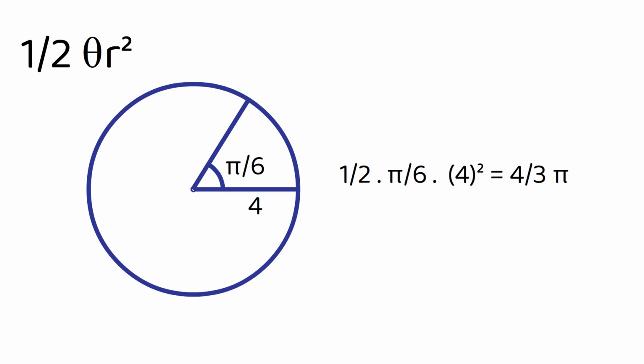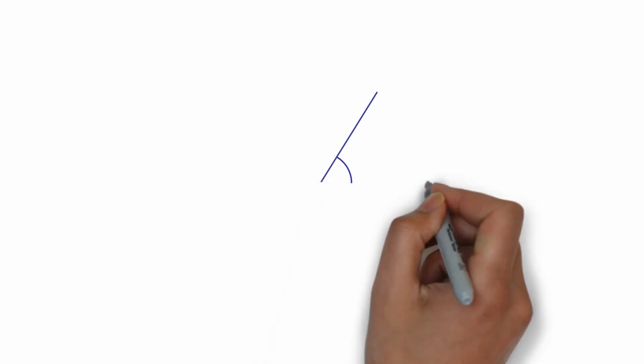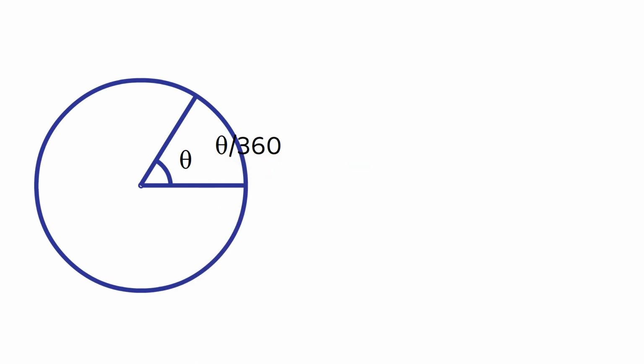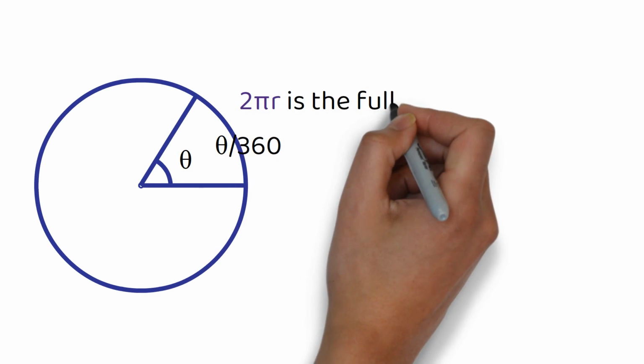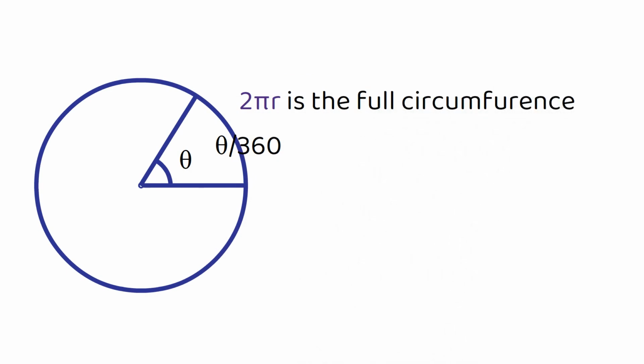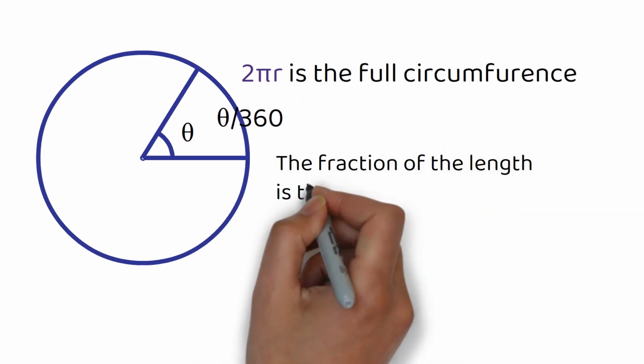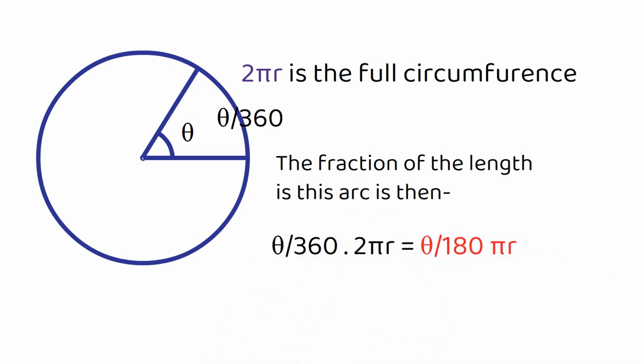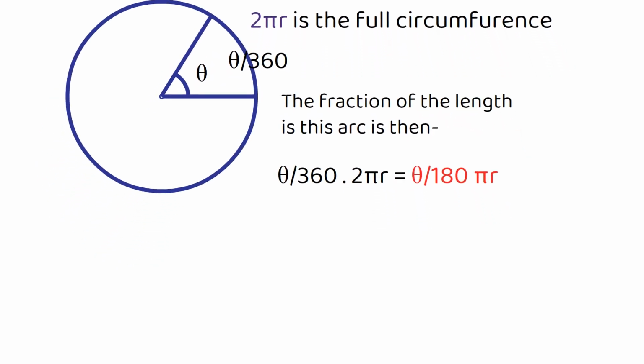Another nice feature of using radians instead of degrees is that they allow us to more easily compute arc lengths. Suppose we're given an arc with an angle theta measured in degrees. Since theta divided by 360 is the fraction of the full circle, and 2 pi r is the full circumference of a circle, we get that the length of this arc is theta divided by 360 times 2 pi r. With a little algebraic manipulation, it comes out to theta divided by 180 times pi times r.